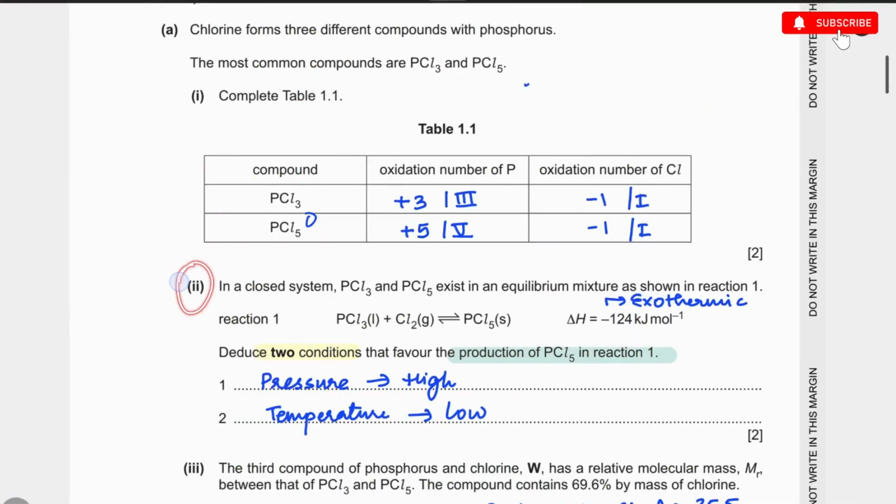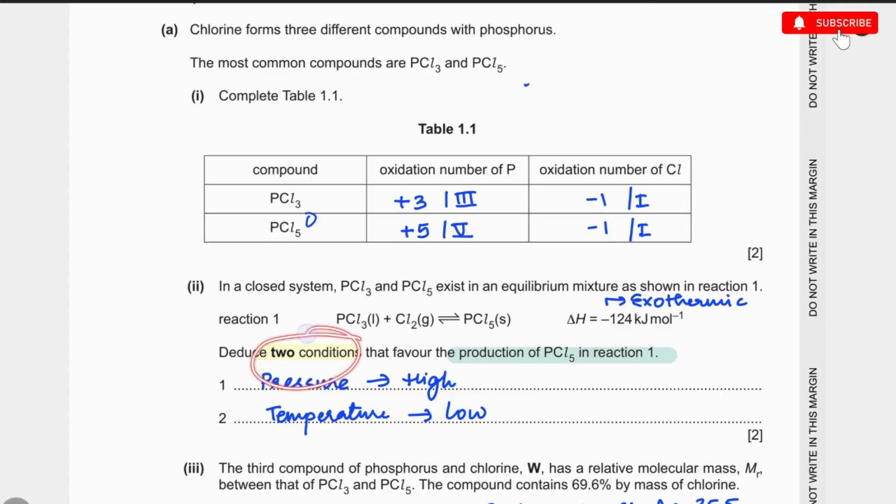Next question, question number 2. In a closed system, PCl3 and PCl5 exist in an equilibrium mixture as shown in reaction 1. So this is my reaction 1, which is also showing an enthalpy change of negative 124 kilojoules per mole, and negative means it's going to be an exothermic reaction.